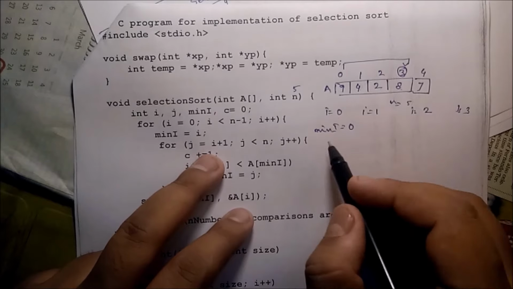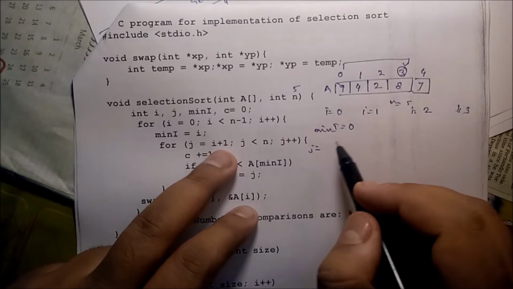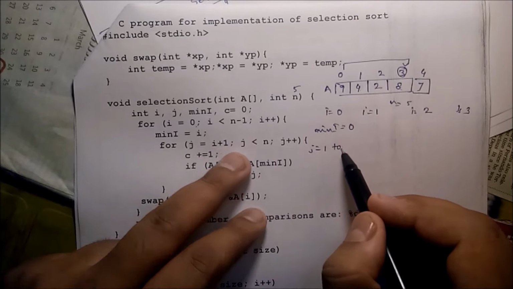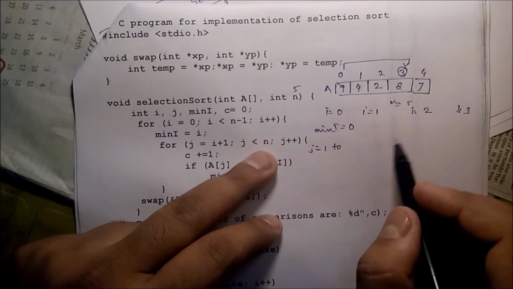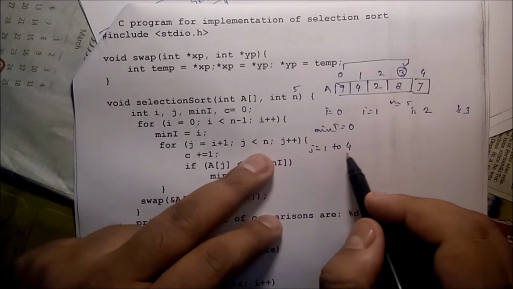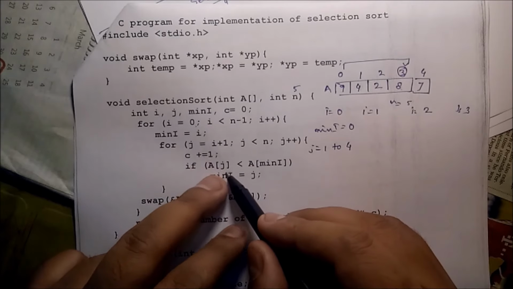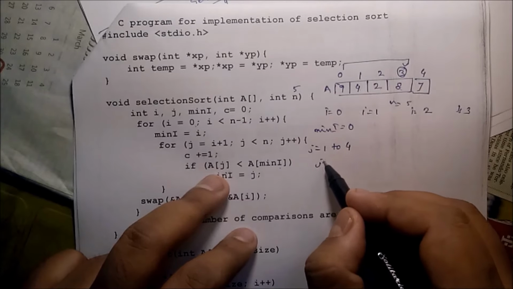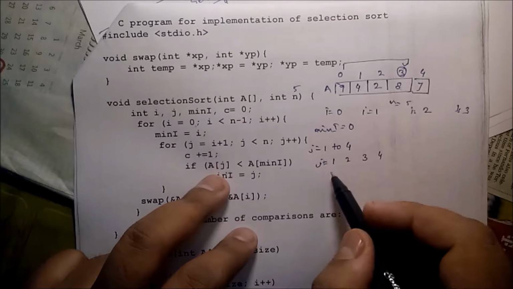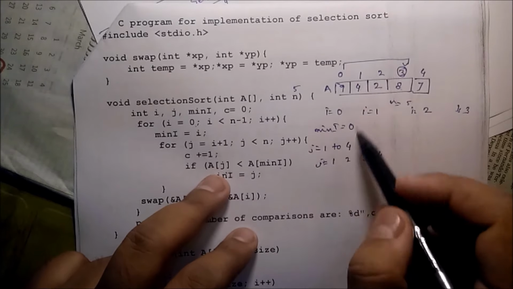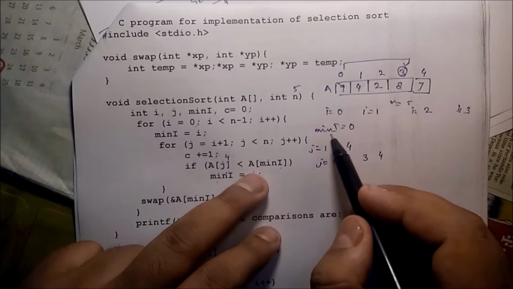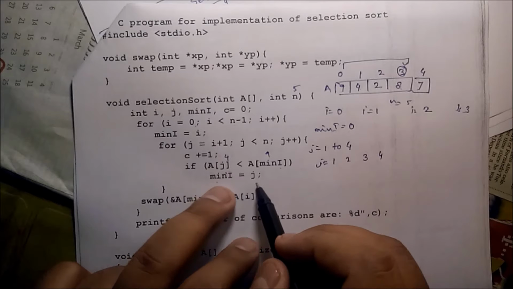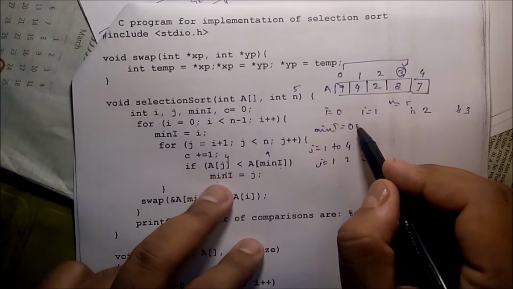Next, for j is equal to i plus 1. What is i? i is equal to 0. So 1, 2, less than n. n is 5, less than n means up to 4. Now, if a[j] is less than a[min i], j will vary from 1, 2, 3, 4. What is a[1]? a[1] is 4. a[min i], min i is 0, that is 9. The condition is true. Now min i will be j. What is j? j is equal to 1. Now it is 1.